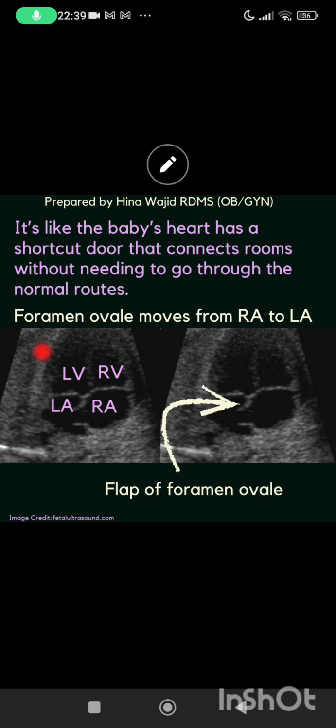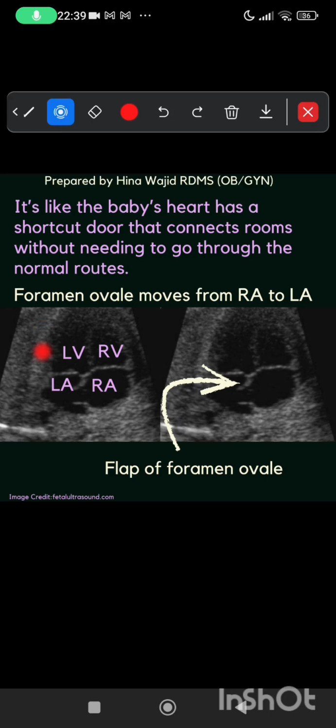So here we can see the fetal heart, and we can see the right atrium here, right ventricle here. We can see the left atrium and left ventricle. So between the right atrium and left atrium, we can see this opening, this passage. So this passage here is the foramen ovale.